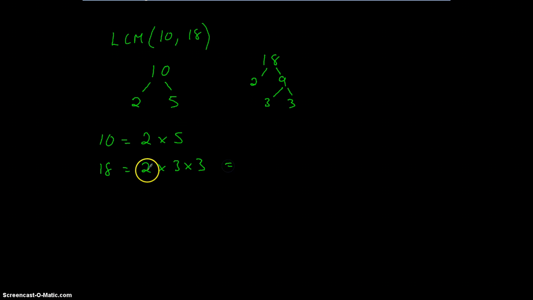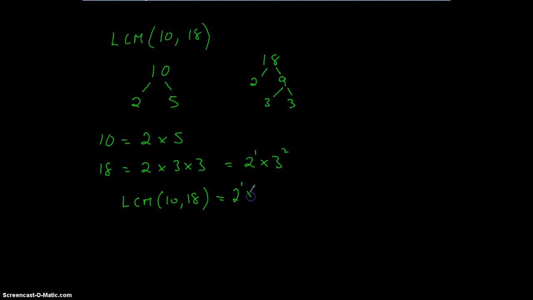Now, for this one, I definitely want to write it in terms of indices. This is where it gets a little bit tricky. What we do is we take the highest power. This is the power here. This can be thought of as 2 to the 1. We take the highest power of the prime factors of 10 and 18. They both have a prime factor of 2, and it's 2 to the power of 1.